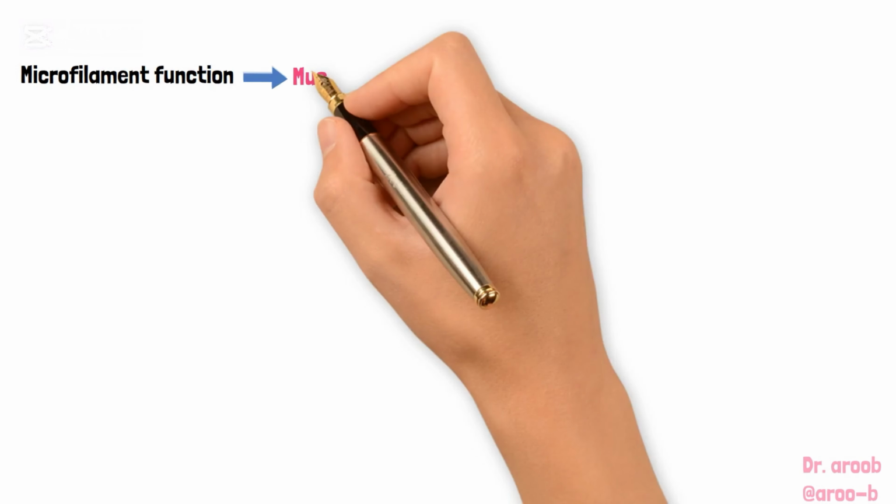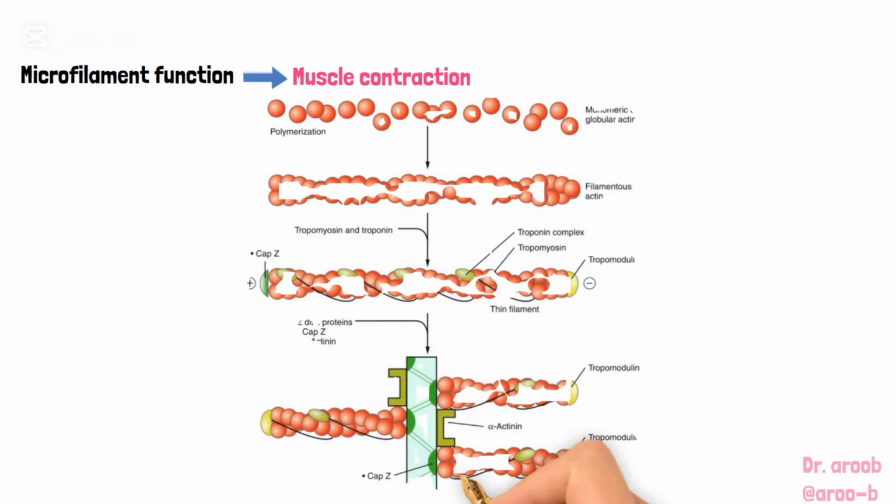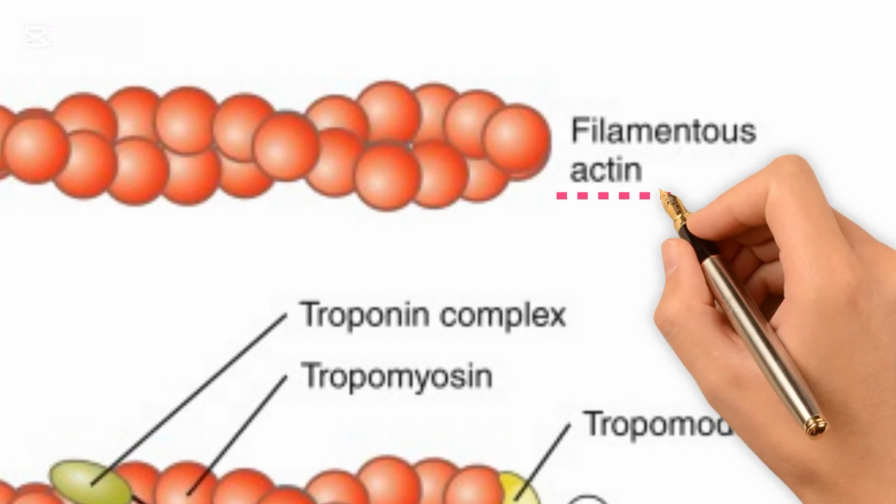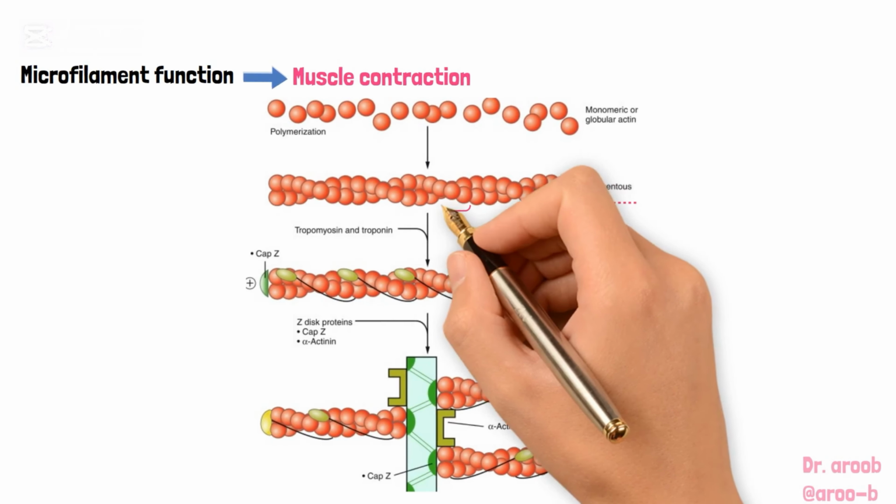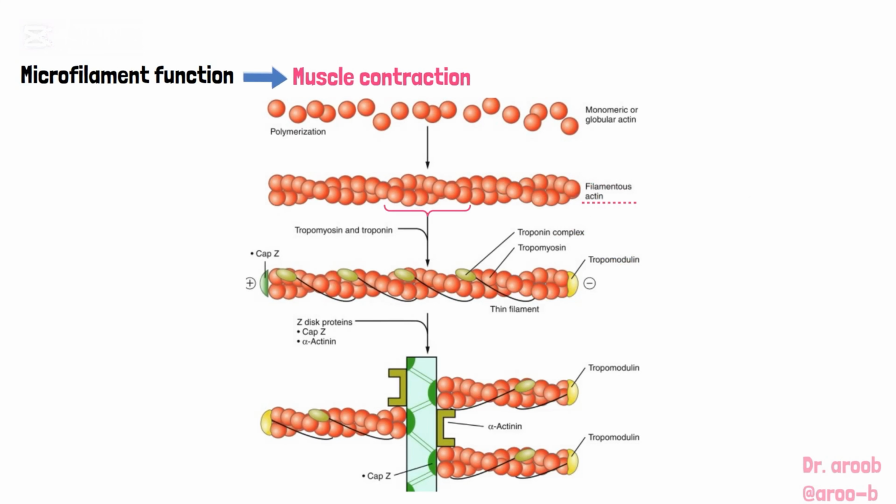Microfilament function is muscle contraction. Microfilaments, also known as actin filaments, act as a track for myosin motor proteins to slide past each other, generating force and movement.